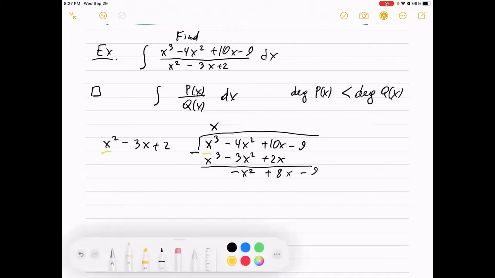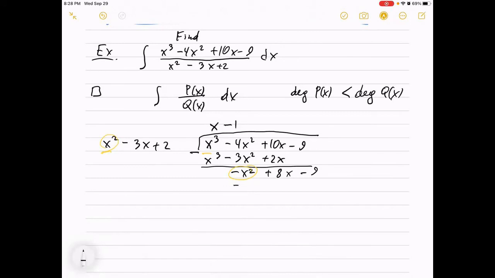Now, from x squared, you want to get negative x squared, so we need to multiply x squared by -1. So we're going to get negative x squared, negative 3x by -1, 3x positive. 2 by minus 1 is -2. We're going to subtract. Negative x squared minus negative x squared is 0. 8x minus 3x is 5x. Negative 9 plus 2 is minus 7.